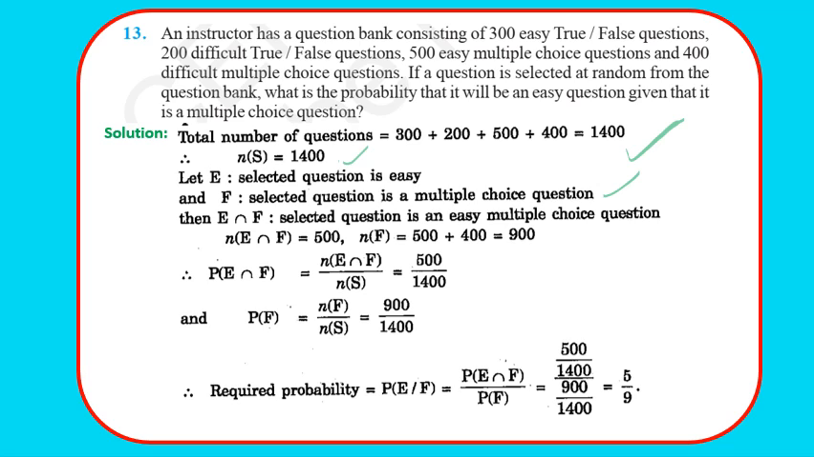So E intersection F will be what? The selected question is an easy multiple choice question. So the number of elements in E intersection F is 500. n(F) is 500 plus 400, which is 900. So P(E intersection F) equals n(E intersection F) upon n(S), that is 500 upon 1400. P(F) is n(F) upon n(S), that is 900 upon 1400. So the required probability P(E given F) equals P(E intersection F) upon P(F), which is 500 upon 1400 divided by 900 upon 1400, that is equal to 5 by 9. Clear? So pause and note down the solution.